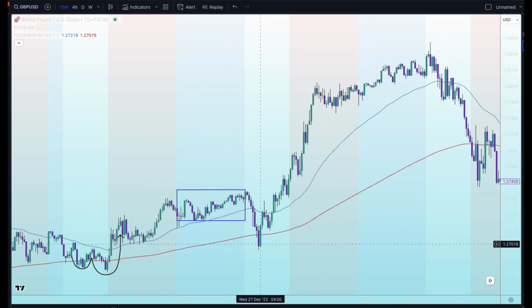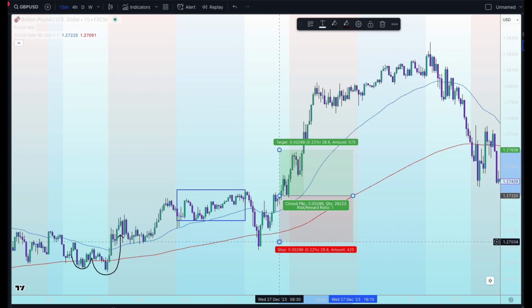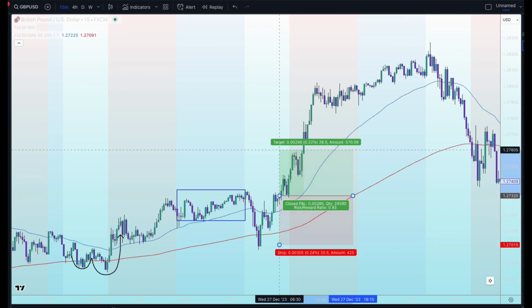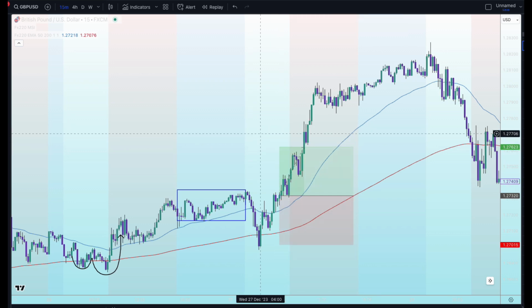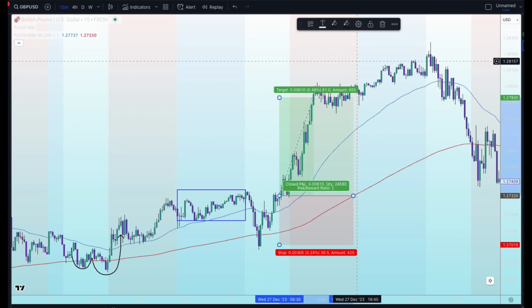Broke out to the downside, came back up, made a W, enter right at the confirmation candle. Stop loss at the low, 30 pips, take profit, 30 pips. Or, like I said, go up for more.